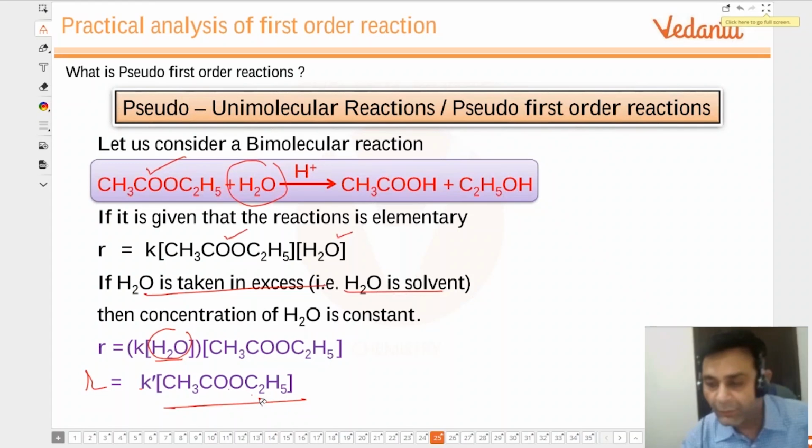Yes. What we're doing here is we had taken one reactant in excess, so its concentration will remain the same, because the water is in excess. It means even if a small amount of it is used, that small amount will be negligible, and we can say the water concentration remains constant, right? Getting me?